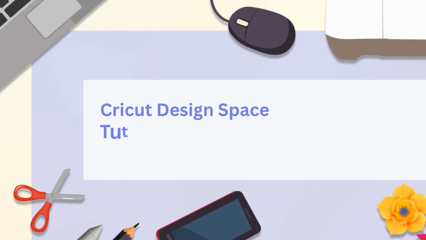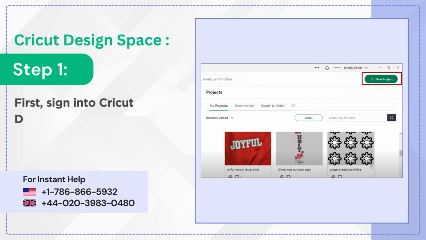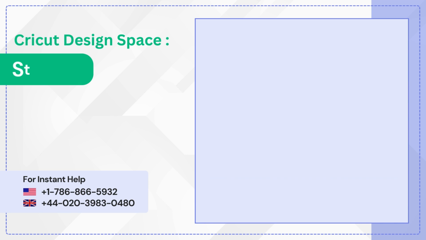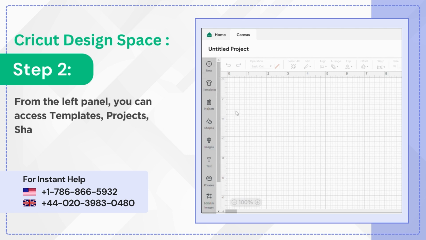Cricut Design Space Tutorials for Beginners. Step 1. First sign into Cricut Design Space and open up a new project. Step 2. From the left panel you can access templates, projects, shapes, text, phrases, editable images, upload, and monogram.